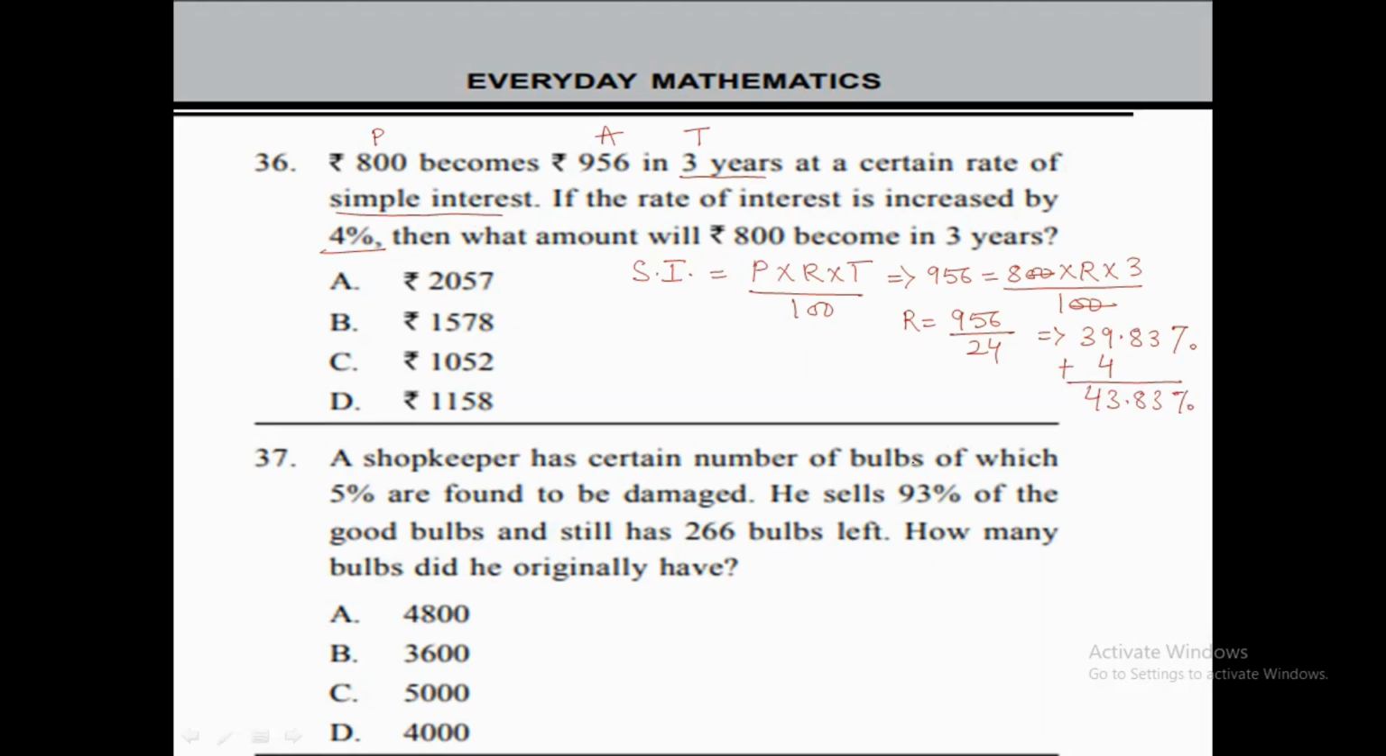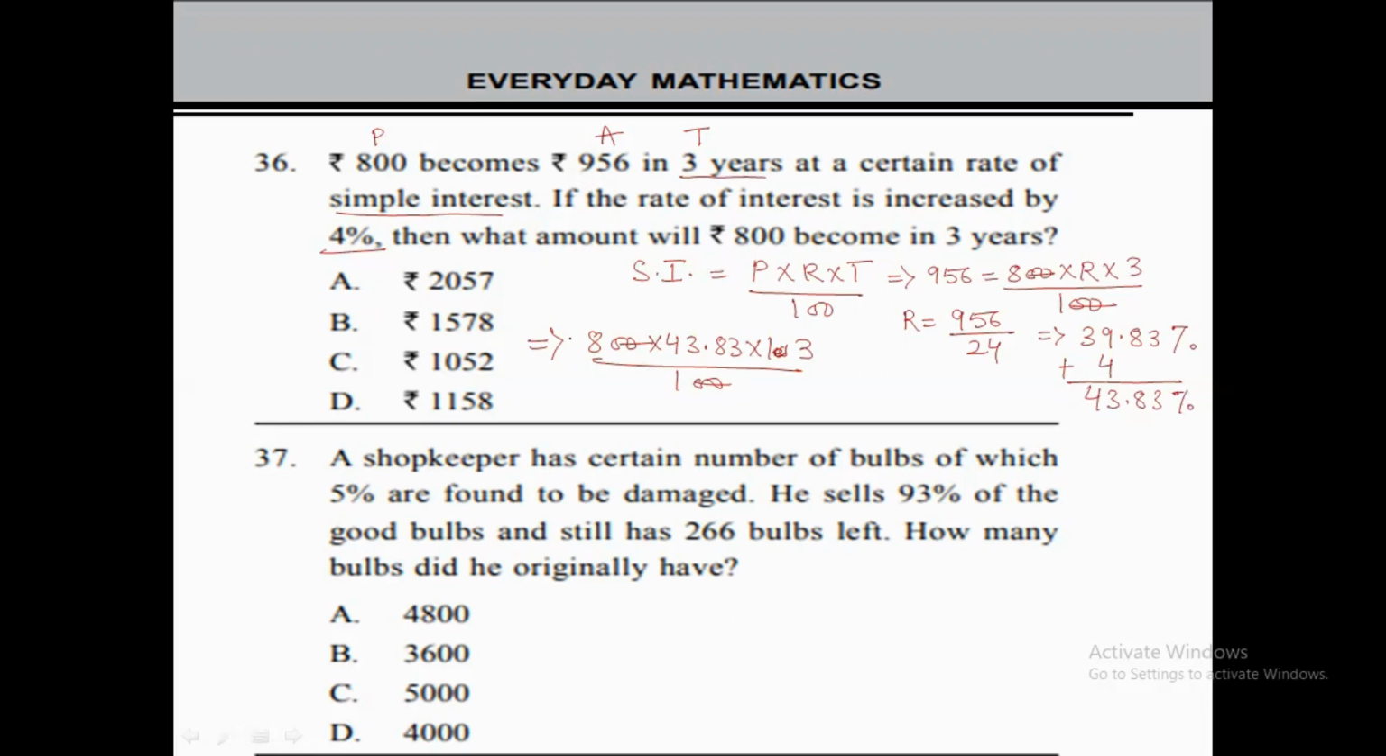Okay. Now the question is asking what amount will 800 become in 3 years? So now we have to calculate simple interest again. Okay. So it will become 800 multiplied by 43.83% multiplied by 3, which is the time, and divided by 100. Okay. When we are solving it, what are we getting?